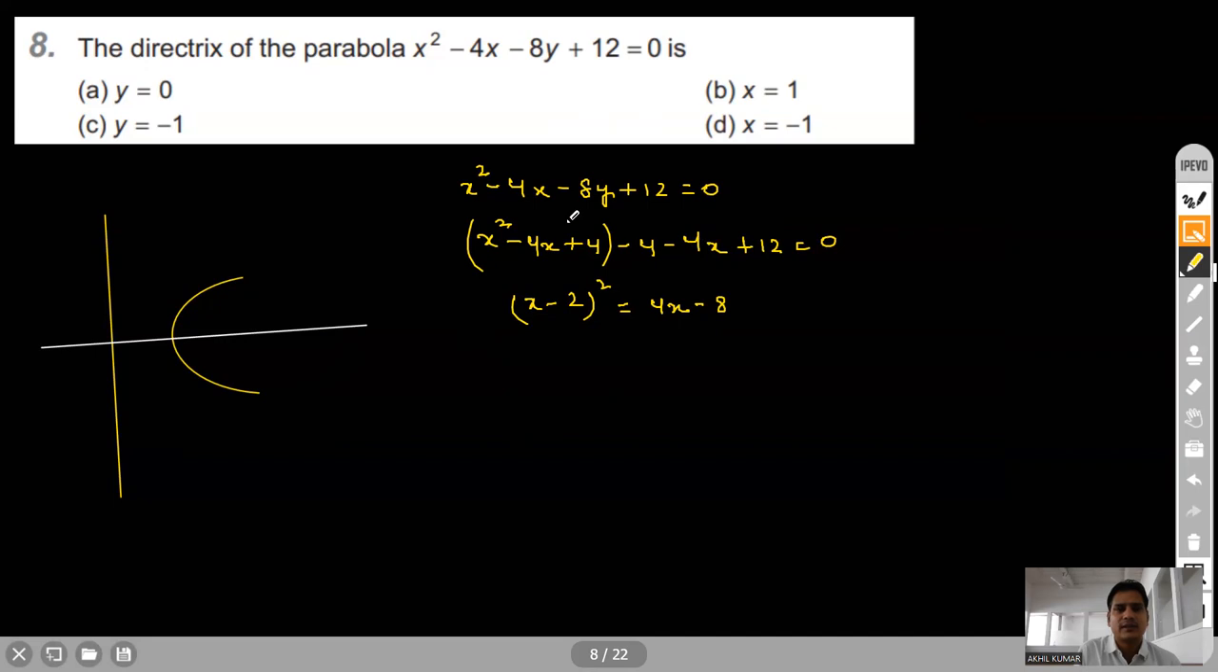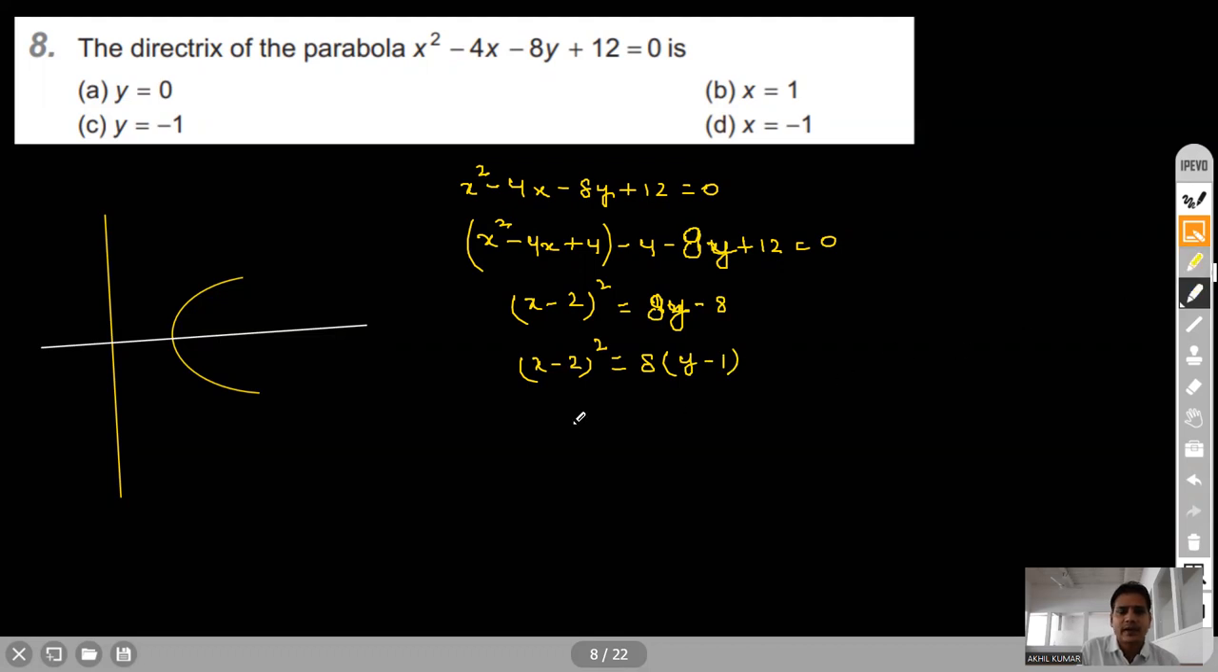I am taking 4x again here. It will be minus 8, why no? It will be minus of 8y. Okay, so this will be 8y, this will be 8y minus 8. Okay, so I think it's clear. So (x minus 2) whole squared is equal to 8 times (y minus 1).